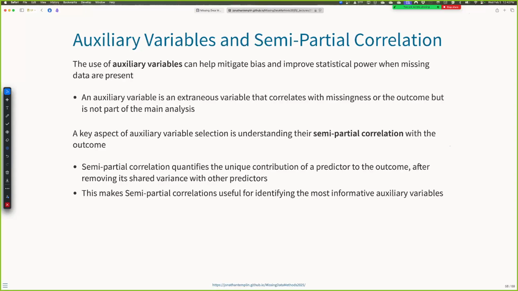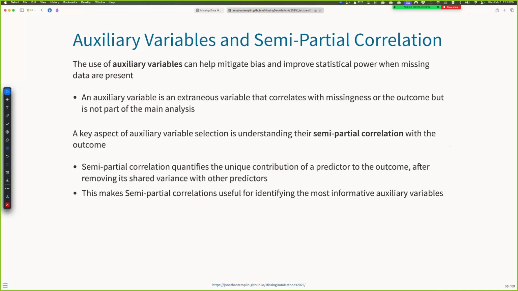Auxiliary variables, as I just mentioned, might mitigate bias and help statistical power when missing data are present. Just remember, an auxiliary variable is an extraneous variable that correlates with missingness in the outcome, but is not part of the main analysis. So the outcome here is y. If we have x predicting y, but we also have missing data in y, can we use some other variable that might also predict y to help us understand a little more of why things are missing, or better yet, what those missing values might be?